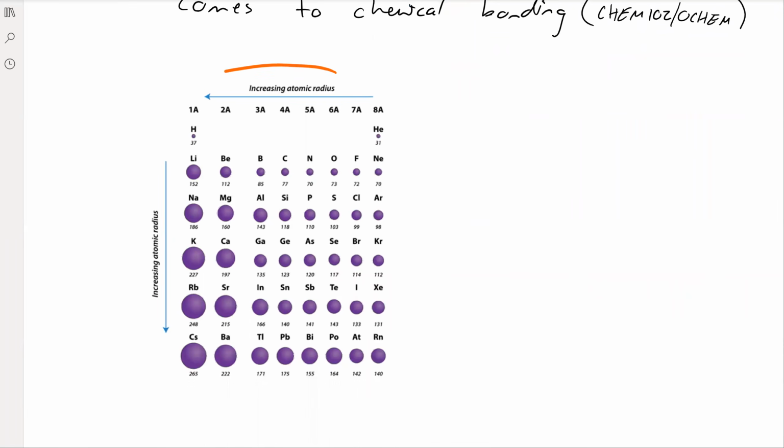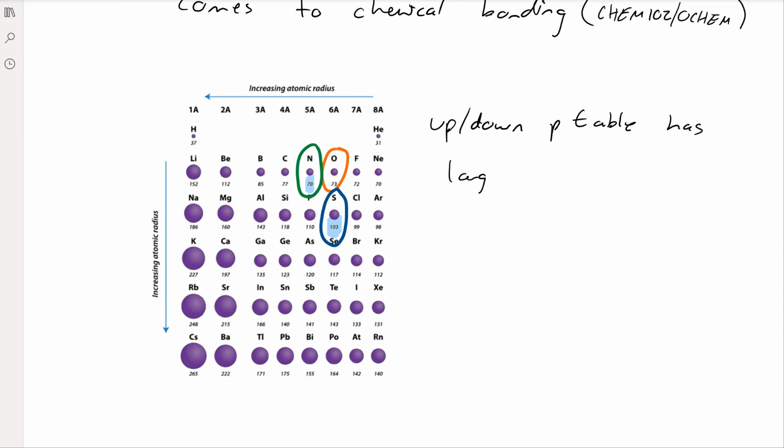All right, so you can see the arrows, right? They say left to right, increasing atomic radius, down, increasing atomic radius. Well, if we were to take a look at oxygen and then look at one to the left of it, and then one below it, which atom is bigger? And if you look at the numbers, nitrogen is about 70, while sulfur is 103. And so going up or down the periodic table has a larger effect than going left to right or vice versa, right? So increasing the number of energy levels, the n, has a bigger effect on the size than changing the effective nuclear charge.